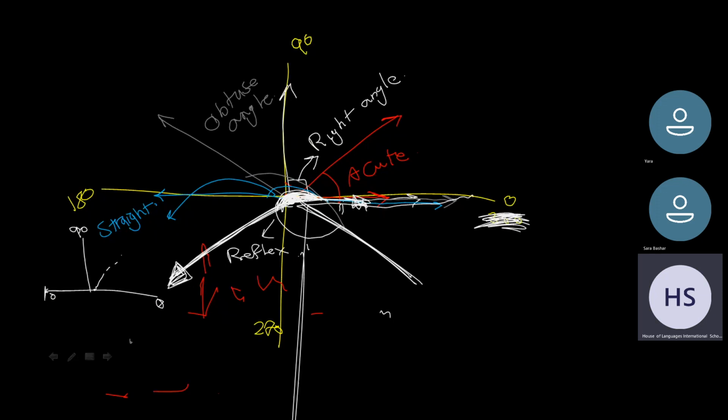What is the meaning of angle? Angle is a measure of rotation. Where I start, where I rotate, I stop here. I stop before 90. When I stop here, I stop at 90. I continue like here, I get an angle greater than 90. If I stop at this line, I stop at a straight angle, so it's a straight angle.